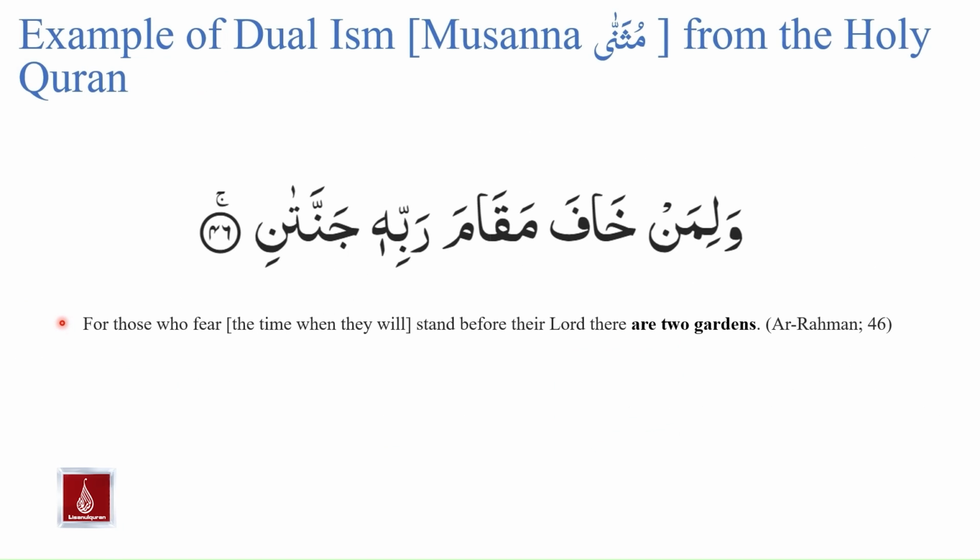There are also several examples of dual ism or musanna in the Holy Quran. Allah subhanahu wa ta'ala says in Surah Rahman, Ayah 46, For those who fear the time when they will stand before their Lord, there are two gardens. And the word that is used for two gardens is jannatani. Again, we have the ani sound at the end.